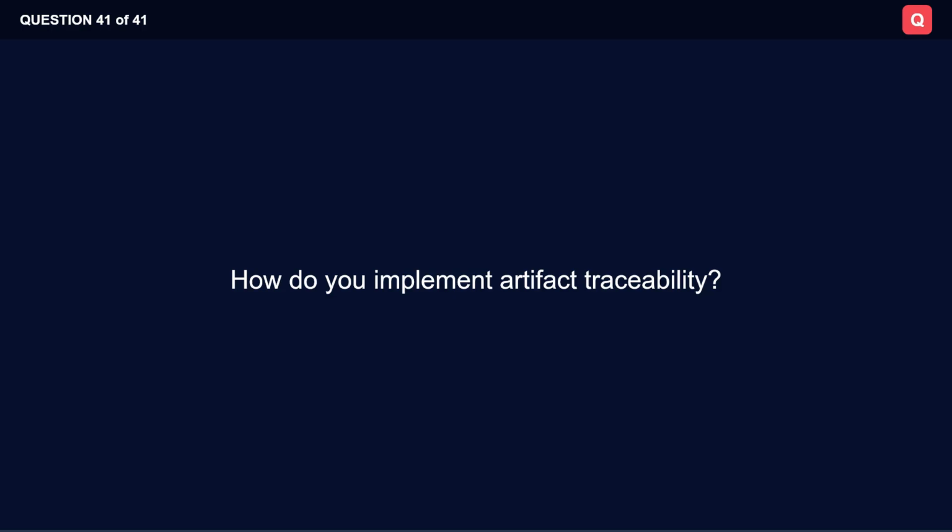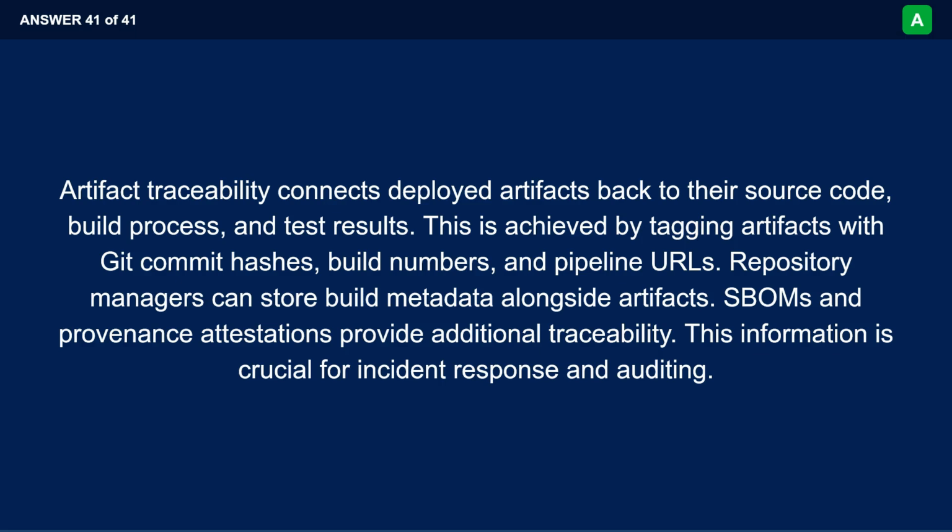How do you implement artifact traceability? Artifact traceability connects deployed artifacts back to their source code, build process, and test results. This is achieved by tagging artifacts with git commit hashes, build numbers, and pipeline URLs. Repository managers can store build metadata alongside artifacts. SBOMs and provenance attestations provide additional traceability. This information is crucial for incident response and auditing.